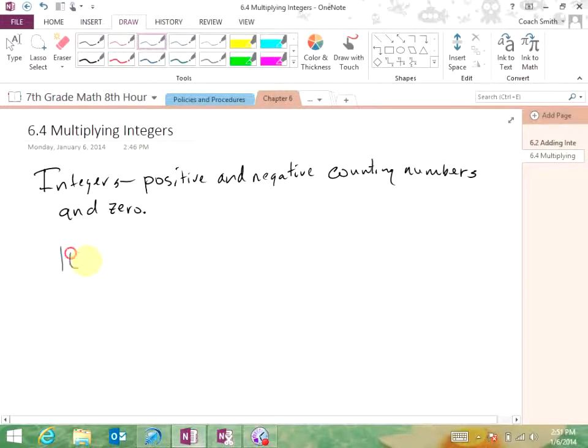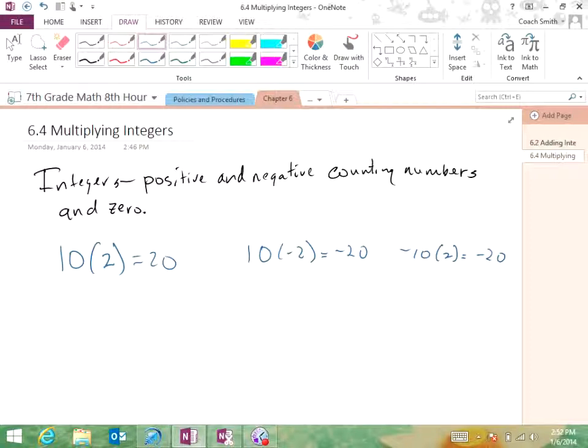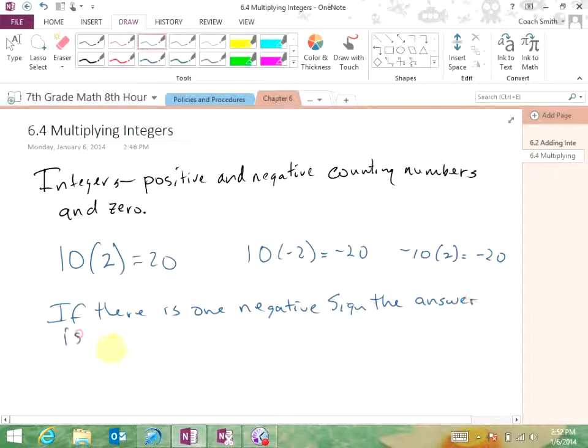If we take and multiply 10 times 2, well, obviously 10 times 2 is equal to 20. If we take 10 times negative 2, that's equal to negative 20. If we take negative 10 times positive 2, that's equal to negative 20. It doesn't matter which number the negative is with. It doesn't matter which one is bigger. If there is one negative sign, the answer is always negative.